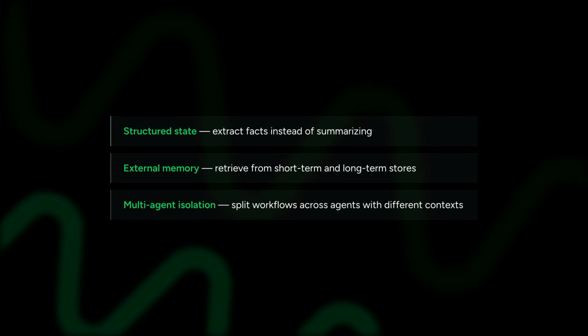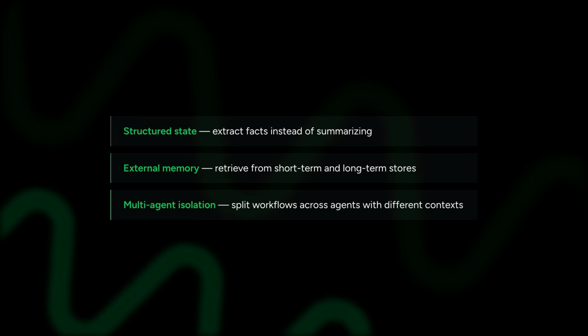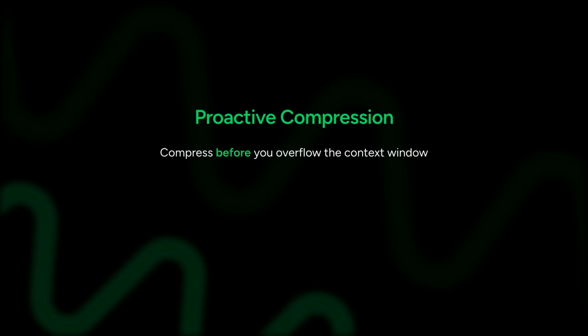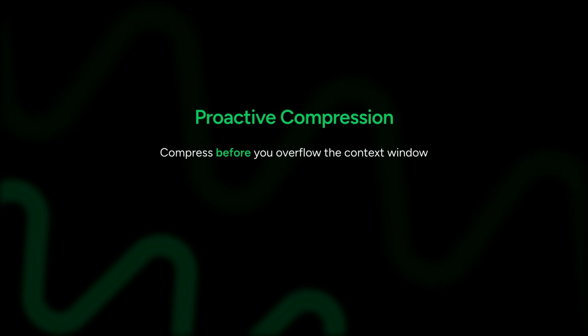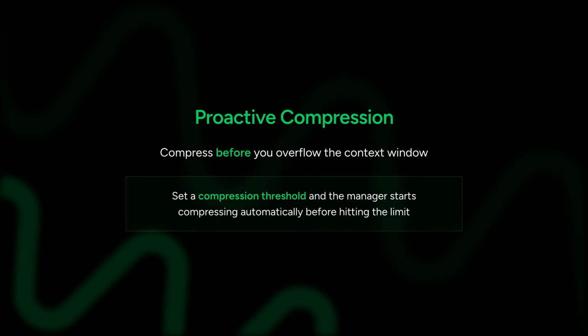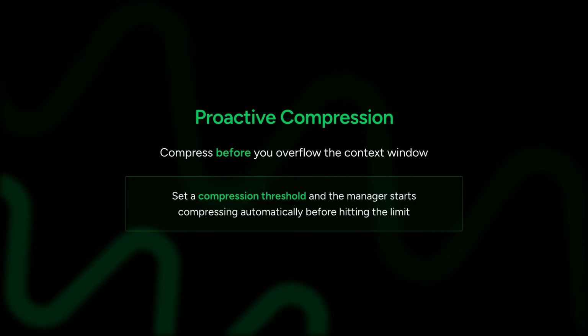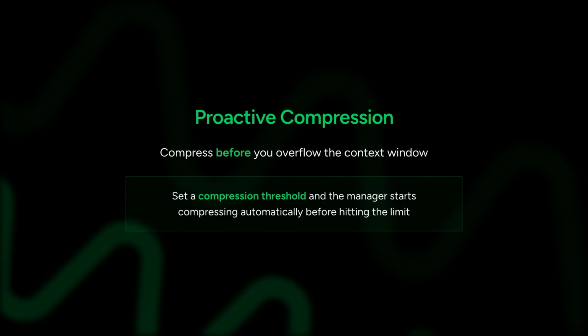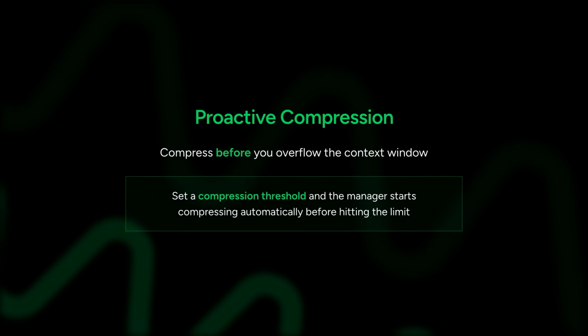Or you could split workflows across multiple isolated agents with different contexts to work on different parts of the problem, each one having its own conversation management strategy. The conversation managers we just saw are reactive. They kick in when you hit the limit. But Strands also supports proactive compression. You can set a compression threshold, and the manager will start compressing before you overflow the context window.